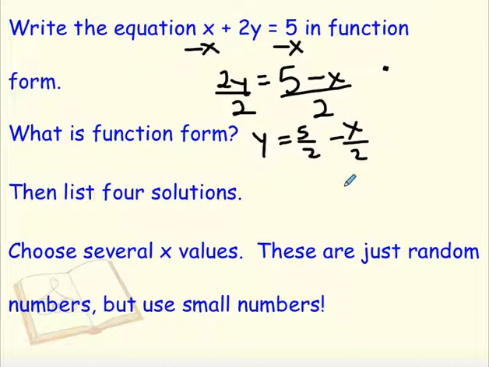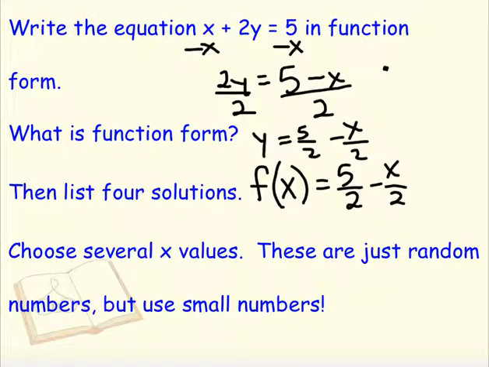The last part of this is to just replace y with our function notation. We are saying we have the function f on x, which equals 5 over 2 minus x over 2. All we are saying is that I am going to do some function on x. That's what we do to figure out my y. So y and f of x are the same thing.